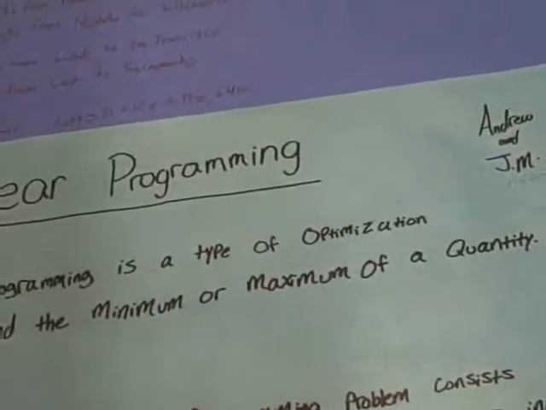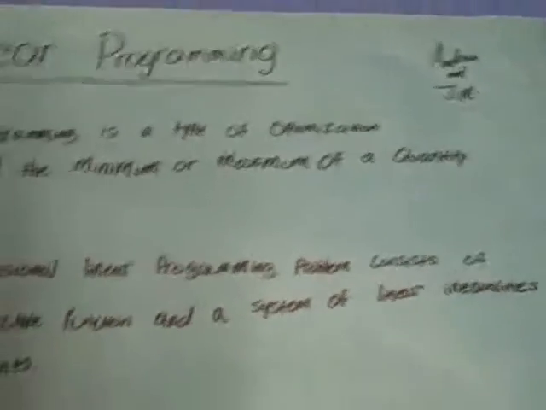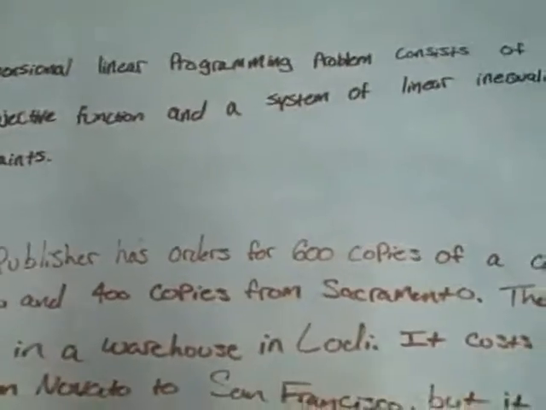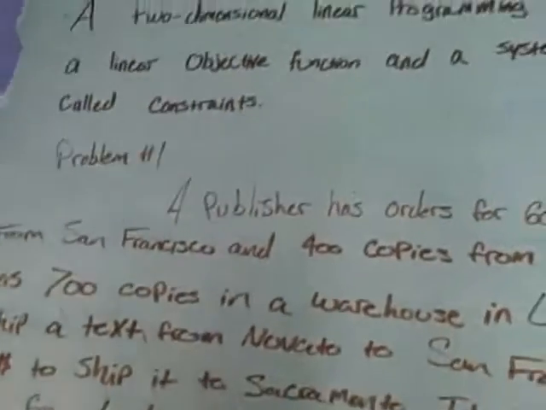Linear programming is a type of optimization used to find the maximum or minimum of a quantity. A two-dimensional linear programming problem consists of a linear objective function and a system of linear inequalities called constraints, which you will see us do in detail. We'll give you examples, and JM's going to do some too. Okay, so let's get started.